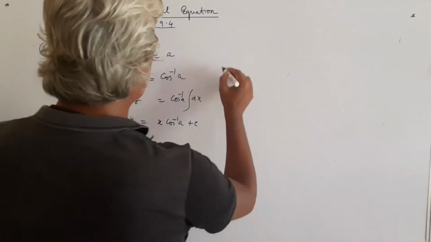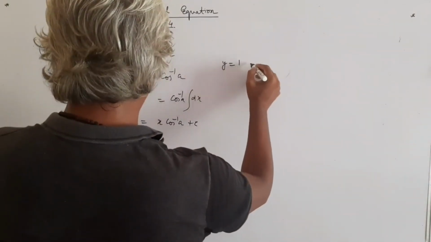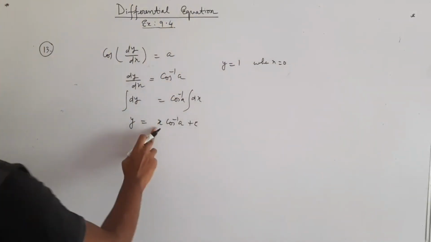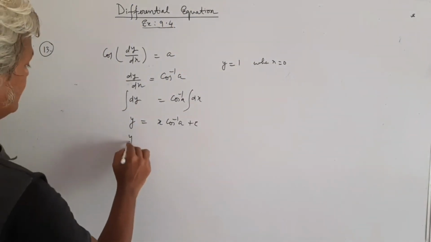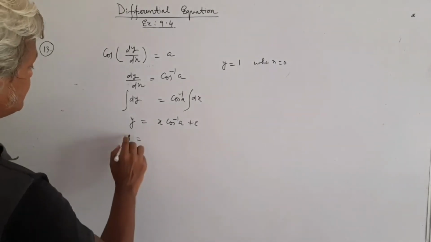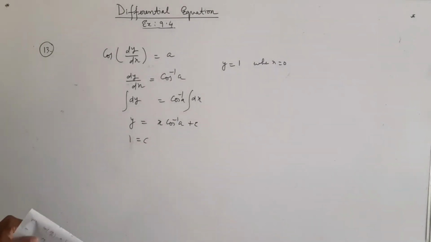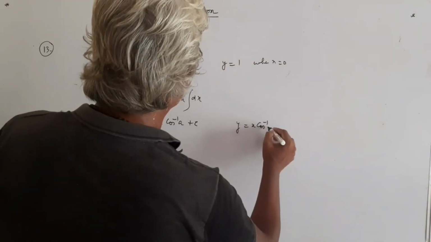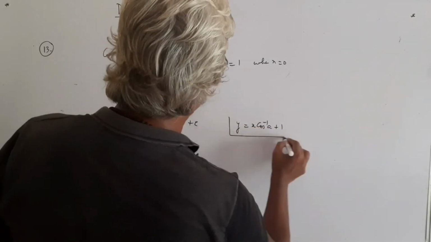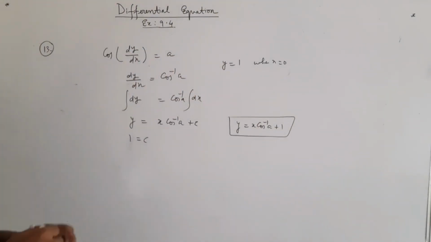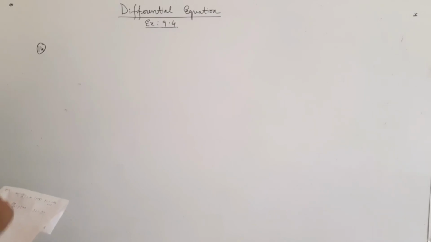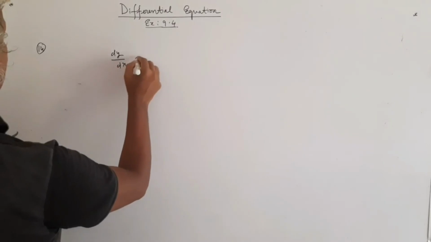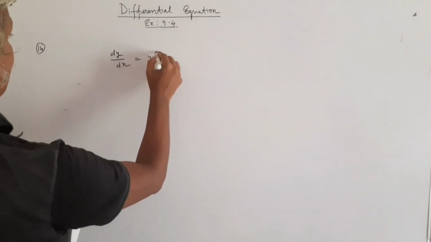The initial condition is given as y equal to 1 when x is 0. So when x is 0, this part is 0, and y becomes 1, and this becomes c. So c you are getting as 1. So our equation becomes y is x cos inverse a plus 1. This is our answer.